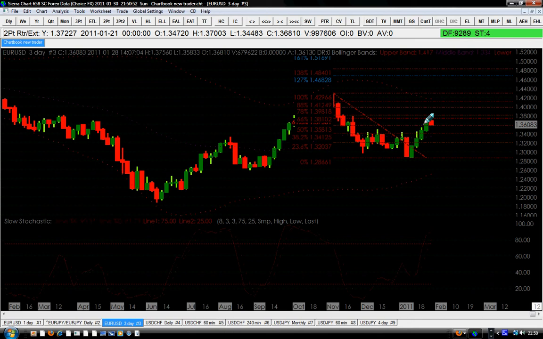Okay. So we are at a 61.8 Fibonacci resistance level, and the stochastic 833 on the 3-day chart is also overbought. So not only do we have one signal that is telling us to look for an opportunity to sell because we are at a resistance level, the second piece of information is that we are at a 61.8 Fibonacci retracement level.